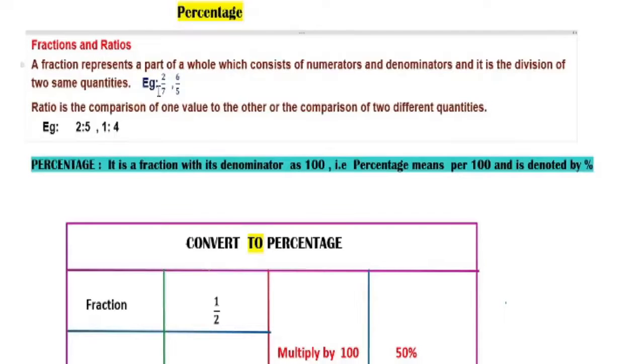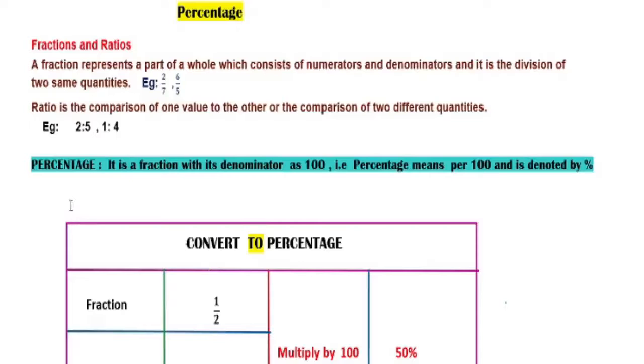In fraction, we can write the example here 2 by 7. In 2 by 7, 2 is the numerator and 7 is the denominator. 6 by 5. Here 6 is the numerator and 5 is the denominator. And we know different types of fraction. Here 2 by 7 is a proper fraction. Here 6 by 5 is an improper fraction. So in general, a fraction represents a part of the whole which consists of numerator and denominator, and it is the division of two same quantities.